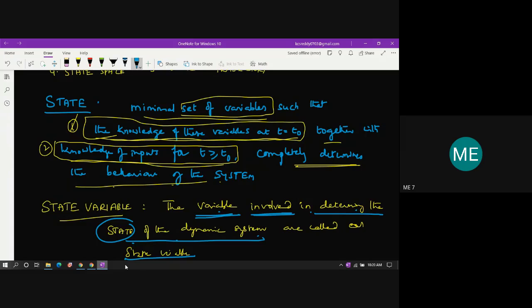Okay. So the next definition is state vector.